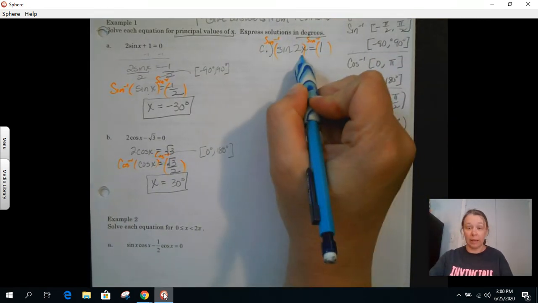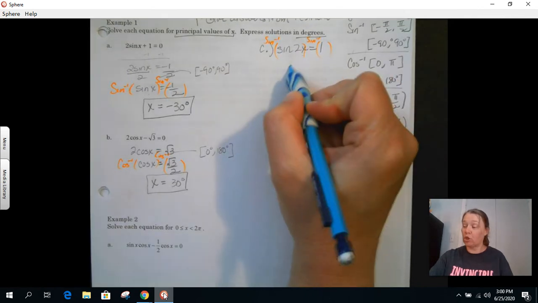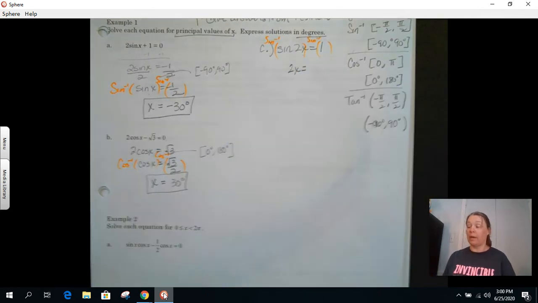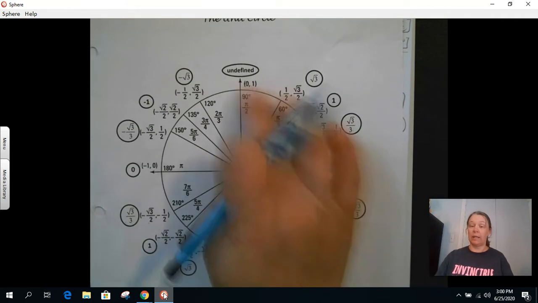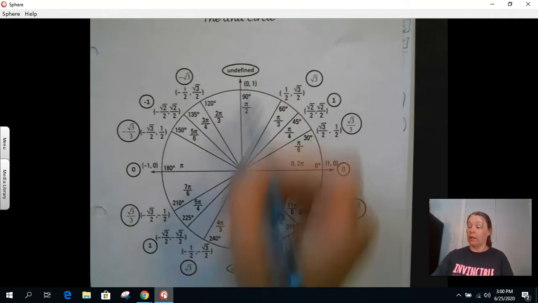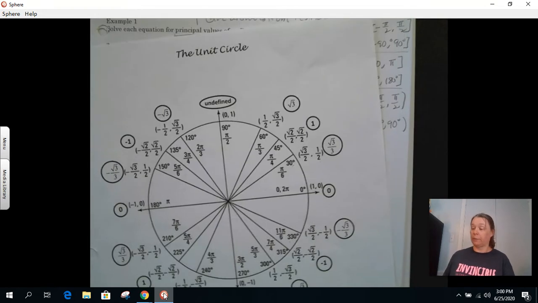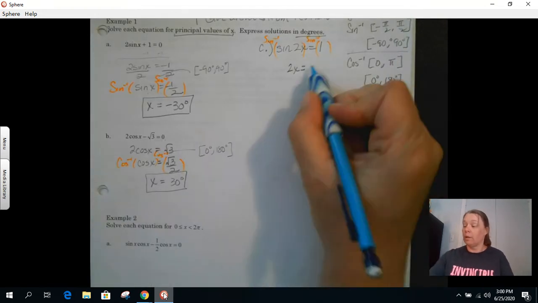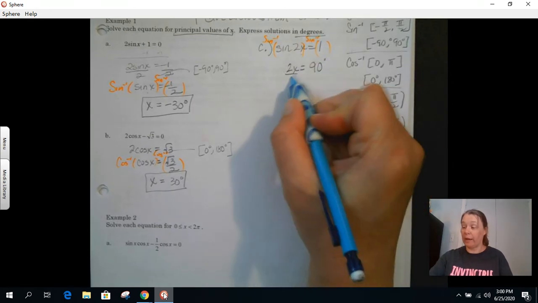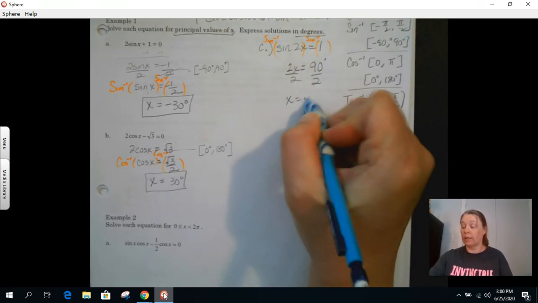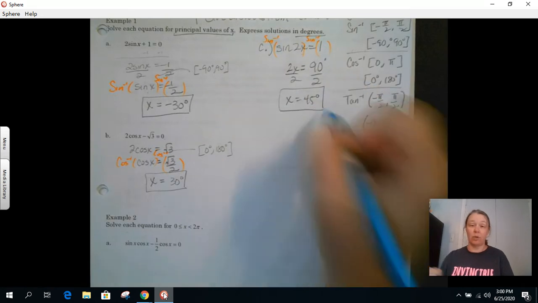When I do that, instead of being left with just x, I'm left with 2x equals the inverse sine of 1. So that means I'm looking from negative 90 to 90. Where is the y value 1? That happens at 90 degrees. Now, I do have one last step here. I actually have to divide by 2. So x is 45 degrees.